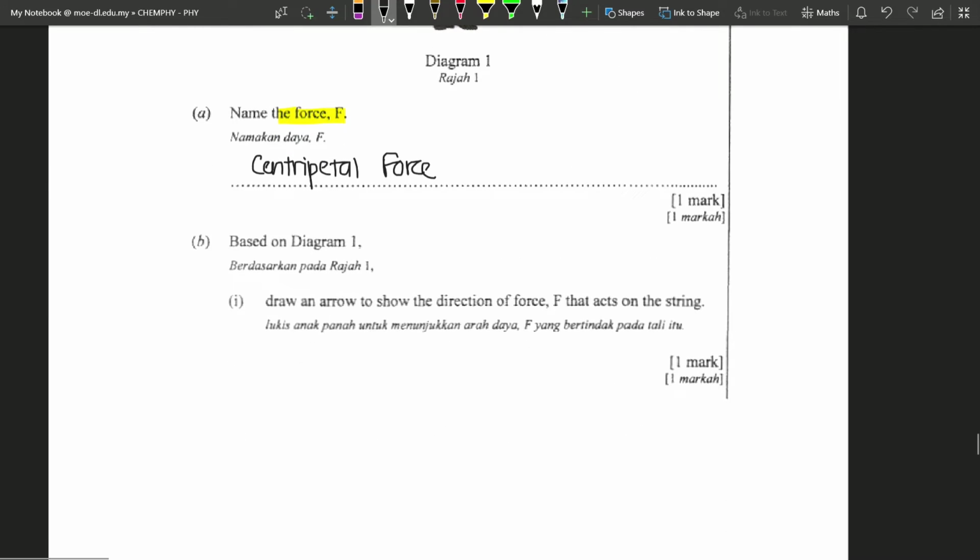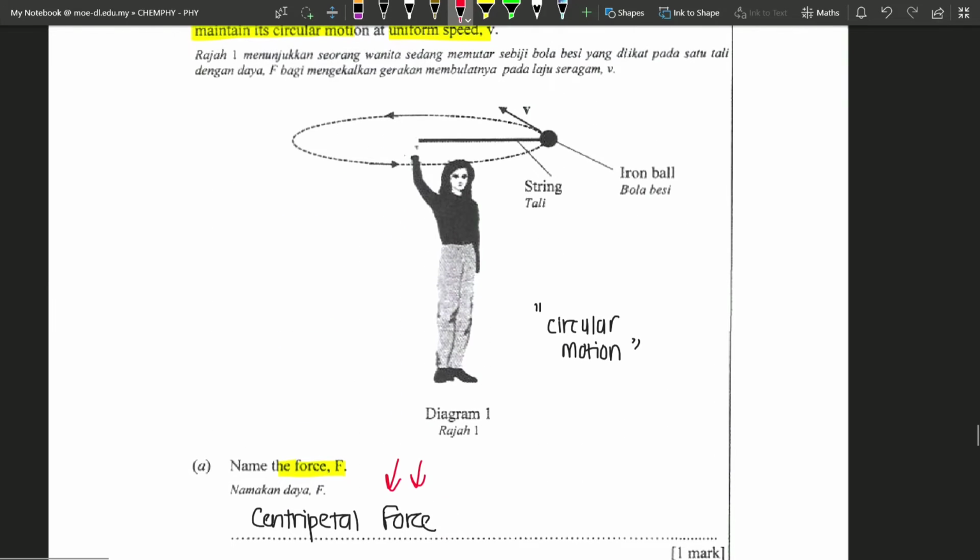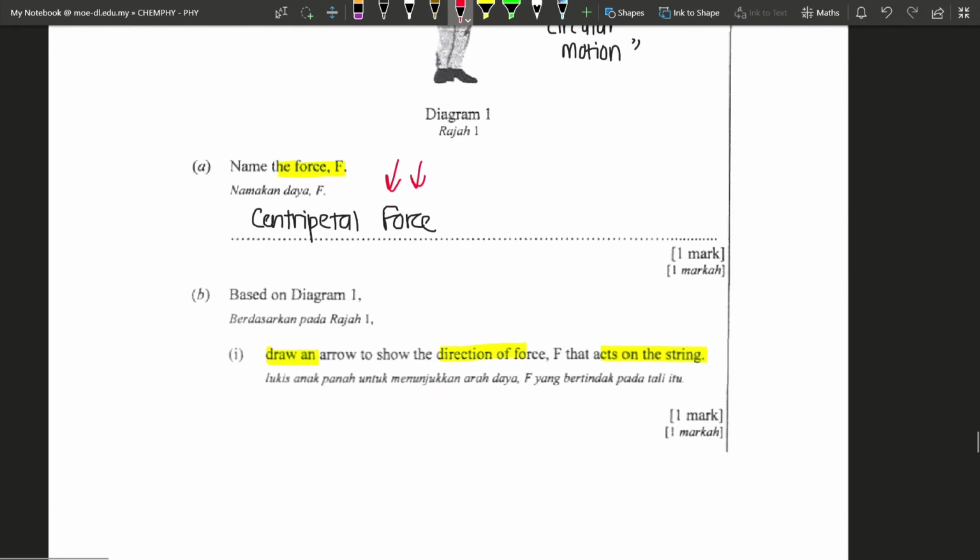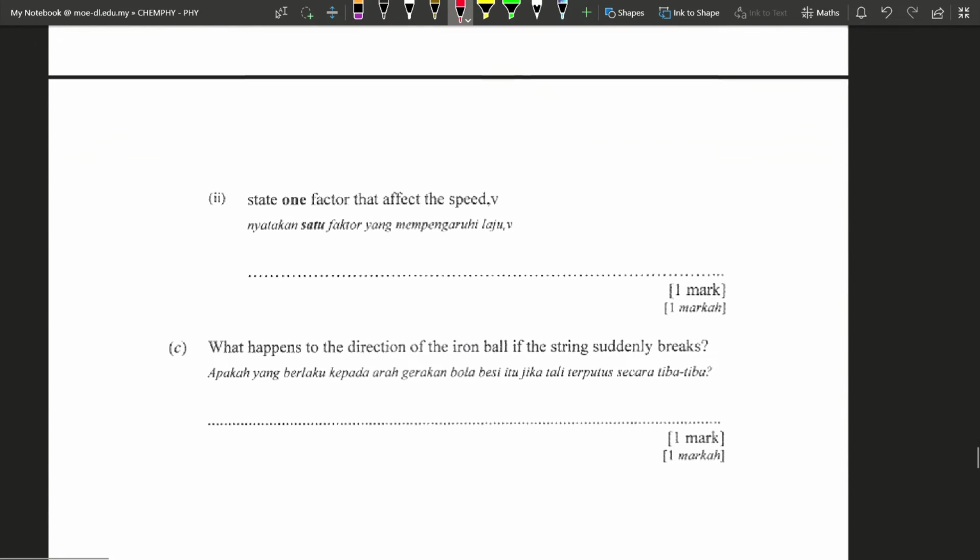So soalan seterusnya. Based on diagram 1, draw an arrow to show direction of the force acting on the string. Based on maksud daya memusat ni, you guys tahu direction dia ke tengah bulatan, to the center of the circle. So this one, lukisan arrow kita akan jadi macam ni. So itu adalah menunjukkan direction dia ke tengah bulatan, to the center of the circle.